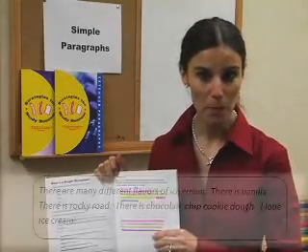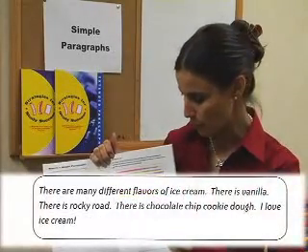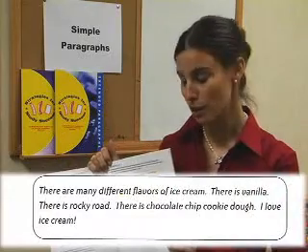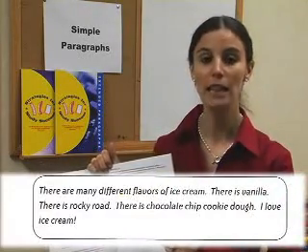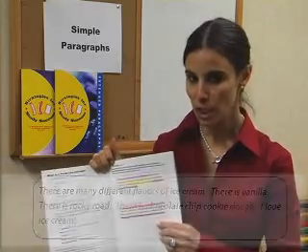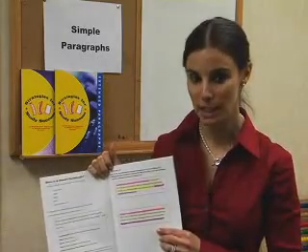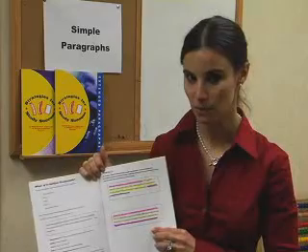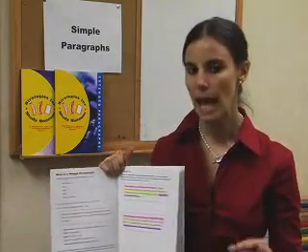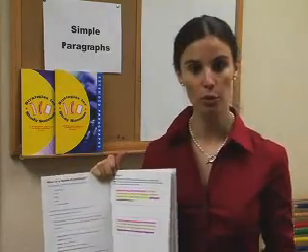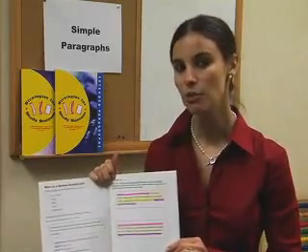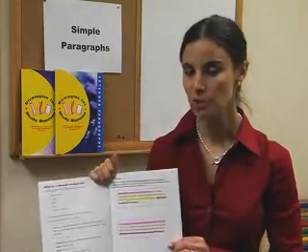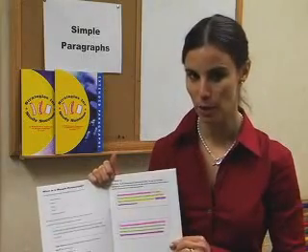For example, there are many different flavors of ice cream. There is vanilla, there is rocky road, there is chocolate chip cookie dough. I love ice cream. We teach students that they can express their opinions in the conclusion sentence. Now, just to get the hang of what well-structured simple paragraphs look like, we ask students to take out any 3 colored highlighters and look at some models of well-written simple paragraphs.